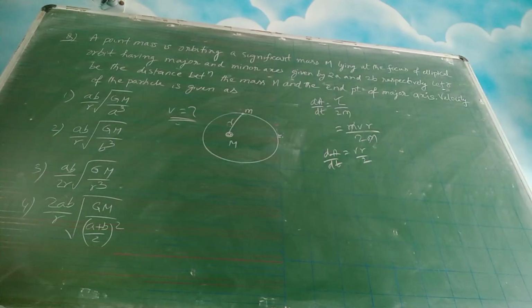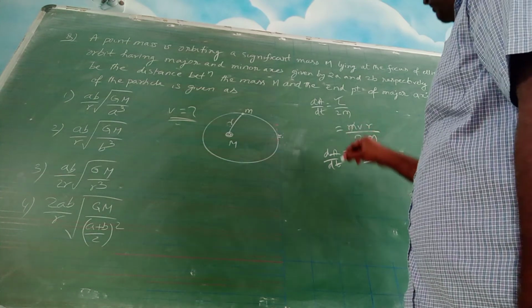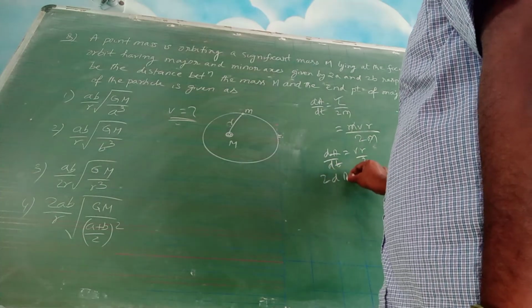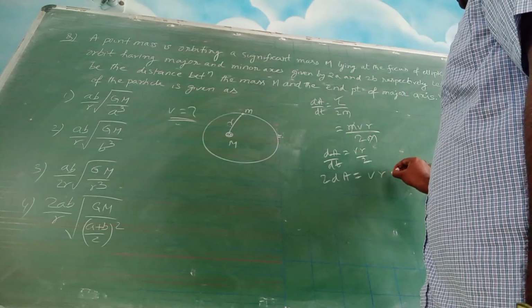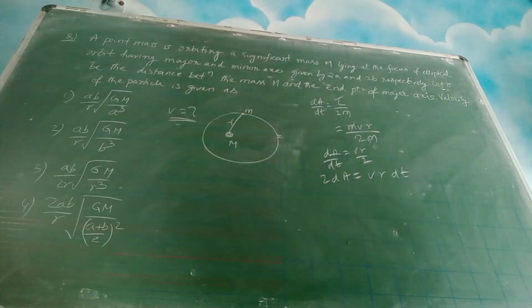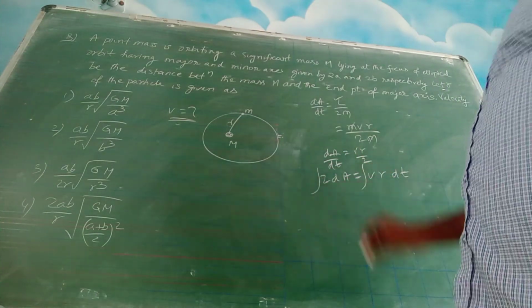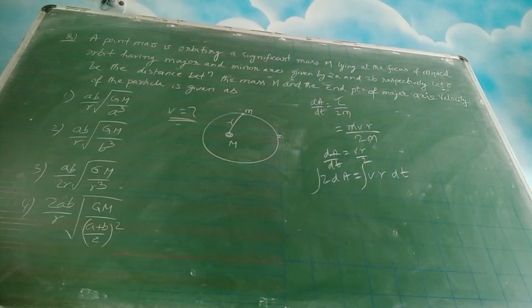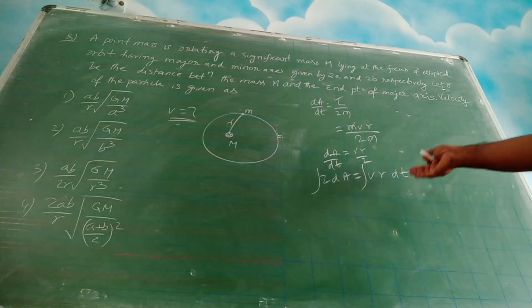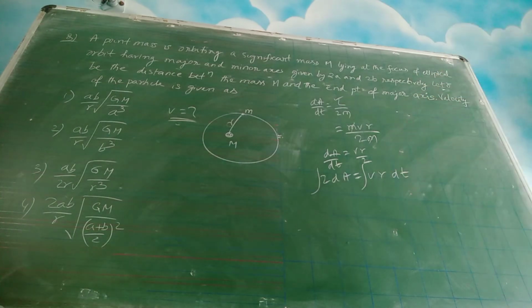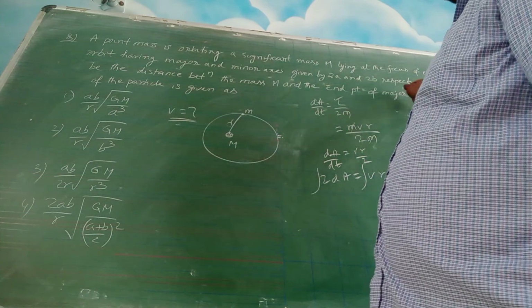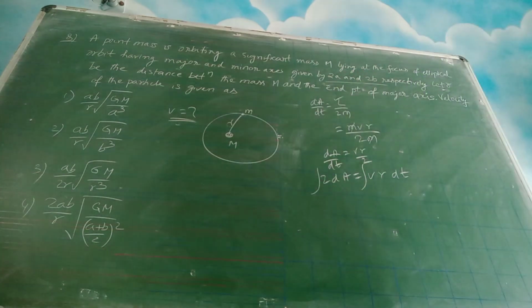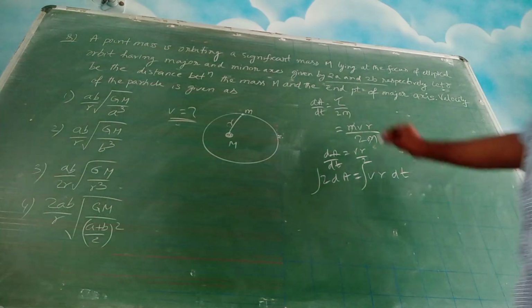So we have to find out the velocity here. Because this is in the differential form, you can cross multiply: 2 dA equals vr dt. Alright, so integrating both sides. Why integrating both sides? Because none of the options are in the differential format, and you have to find the time, you have to find the total area. This is an elliptical trajectory it is following, because in the question 2a and 2b are given.